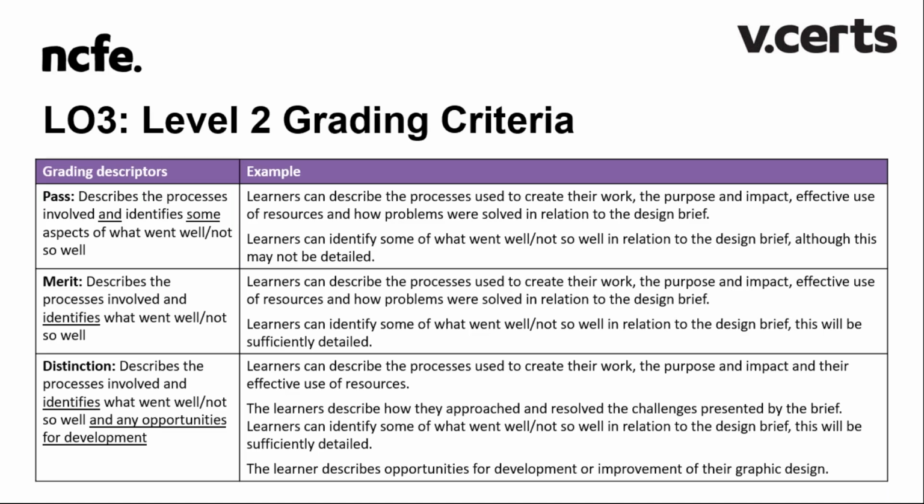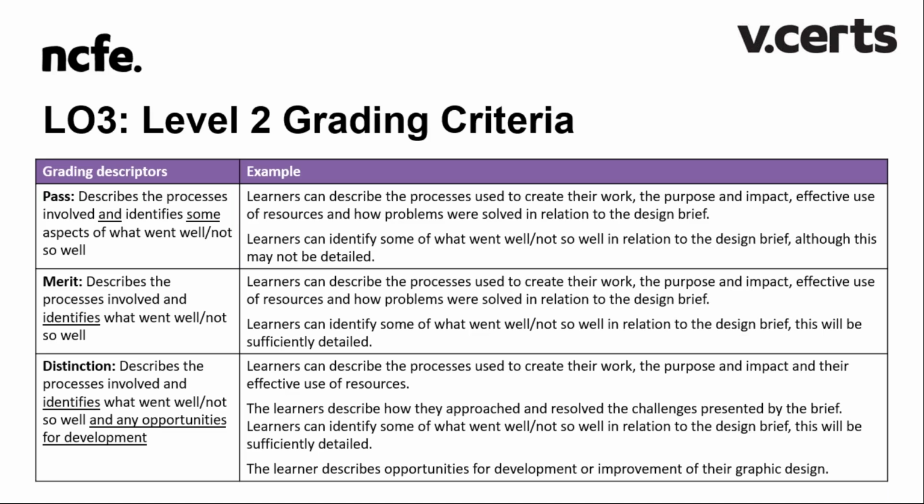So you'll see for a pass, we've got "describes the processes involved and identifies some aspects". The aspects are those bullet points that we've just previously looked at. A merit is "describes processes involved and identifies what went well and not so well". And again, at distinction, you're describing for all of those processes there.